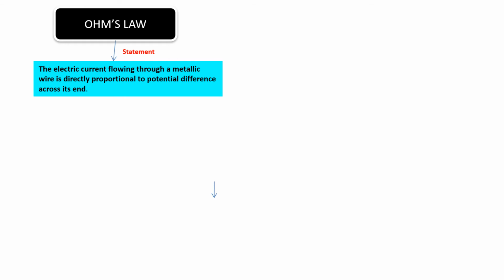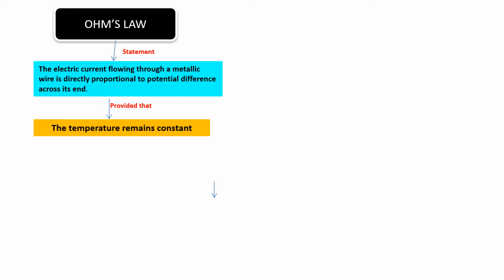Okay, but ये statement यहाँ complete नहीं होता है. इसमें एक बहुत important condition होती है, which is that the temperature should remain constant. The entire statement क्या हुआ? That the electric current flowing through a metallic wire is directly proportional to potential difference across its end, provided that the temperature remains constant. ओके, दिस इज वेरी इंपॉर्टेंट.